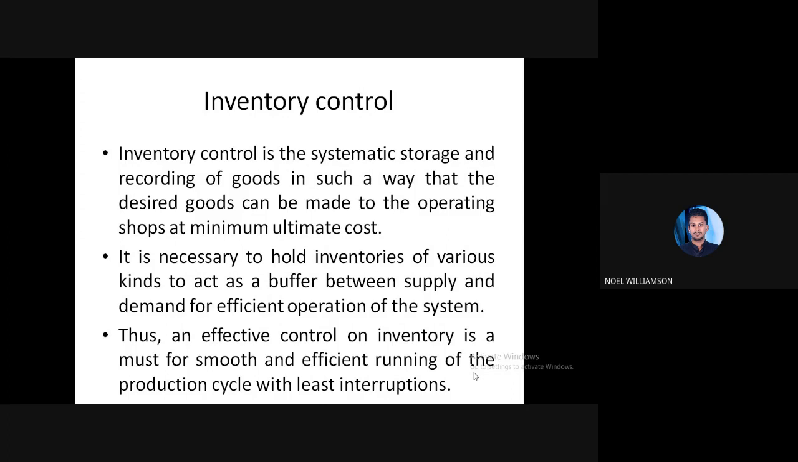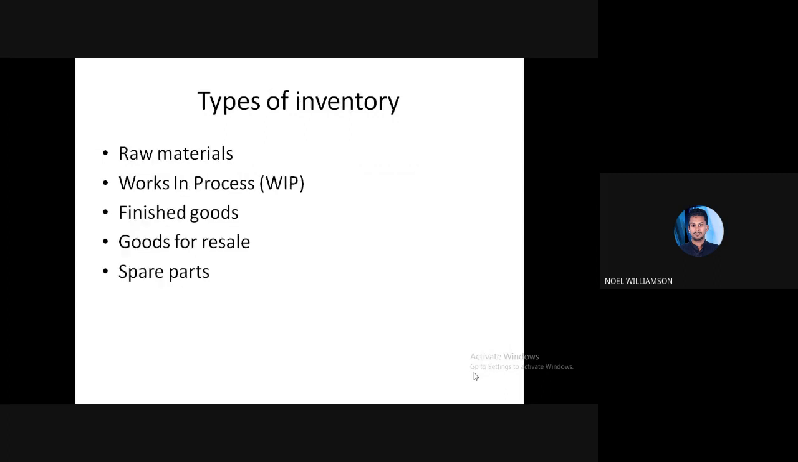Thus an effective control of the inventory is a must for smooth and efficient running of the production cycle with least interruptions, preventing maximum interruptions. And for that, we have to control this inventory. So these are the main types of inventories. First one, raw materials, then work in process inventory, finished goods, goods for resale, and spare parts.